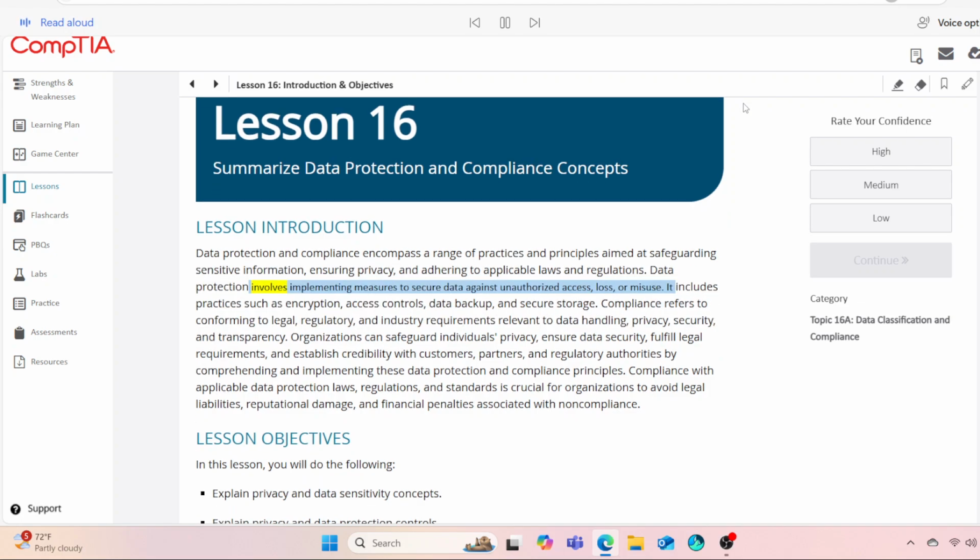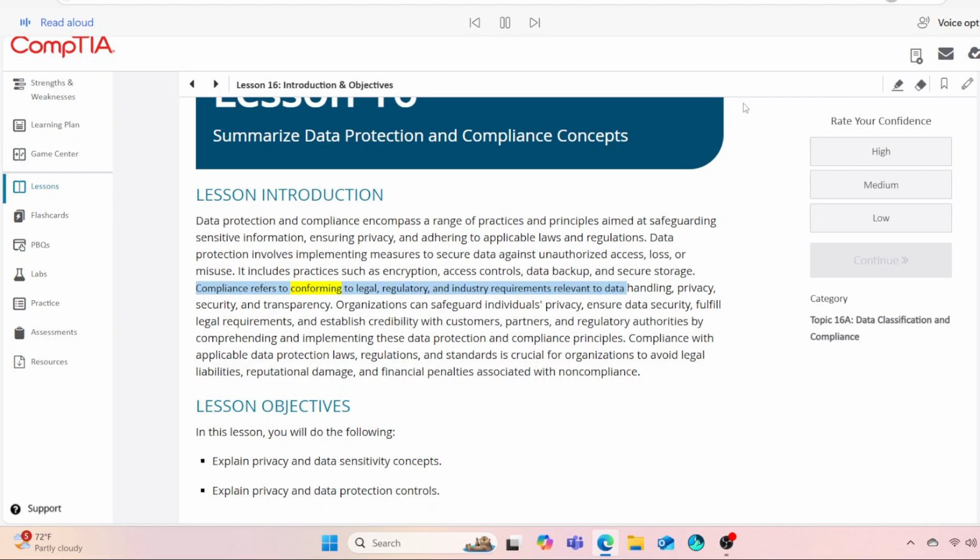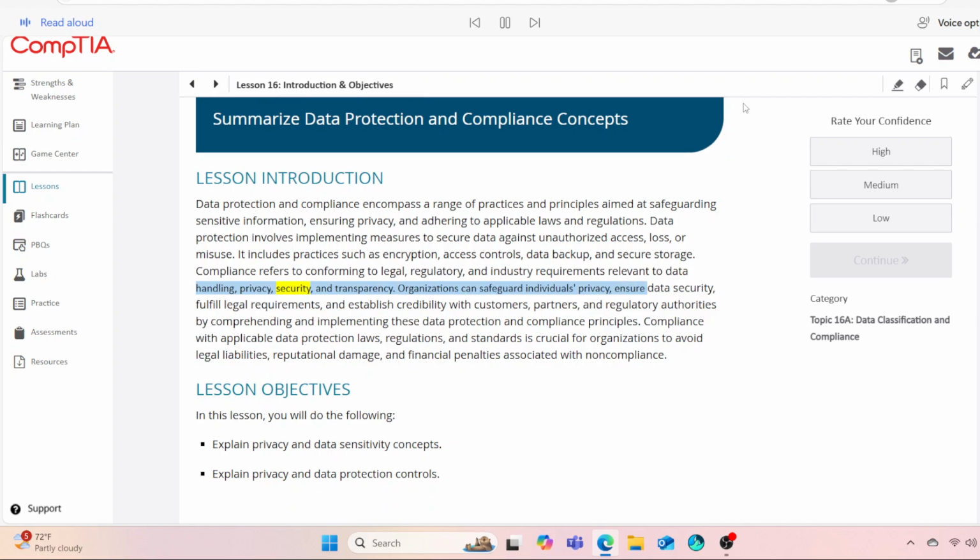Data protection involves implementing measures to secure data against unauthorized access, loss, or misuse. It includes practices such as encryption, access controls, data backup, and secure storage. Compliance refers to conforming to legal, regulatory, and industry requirements relevant to data handling, privacy, security, and transparency.